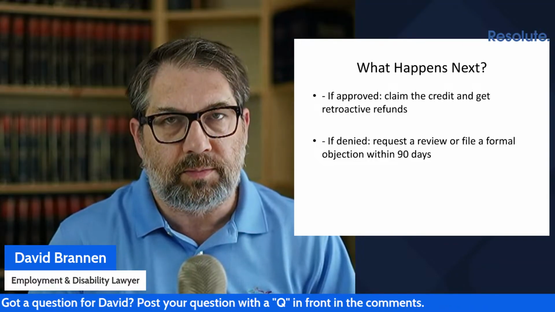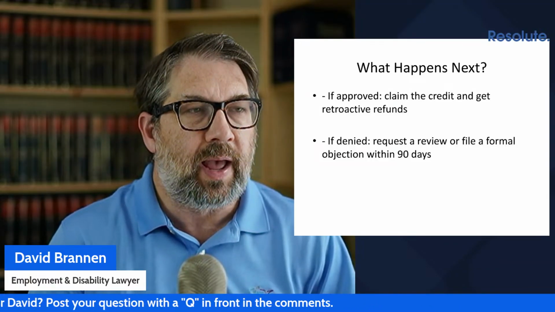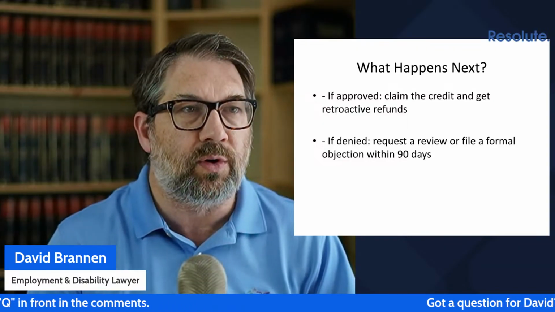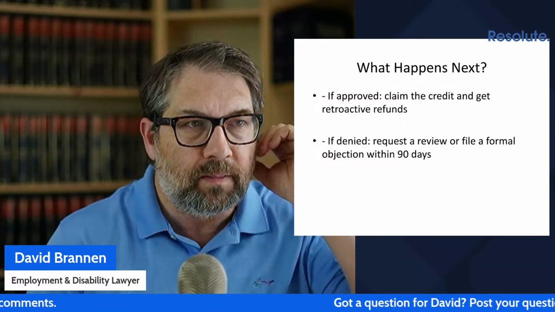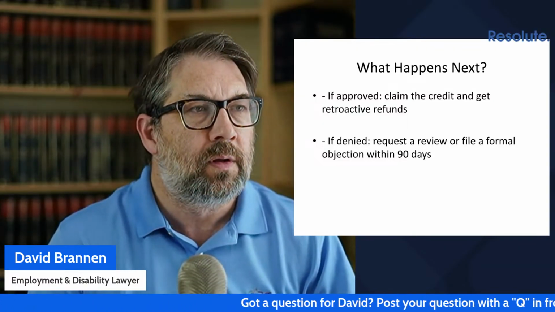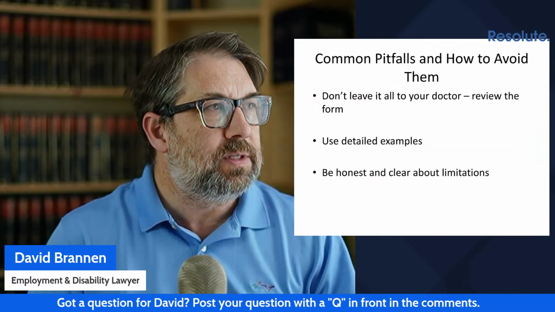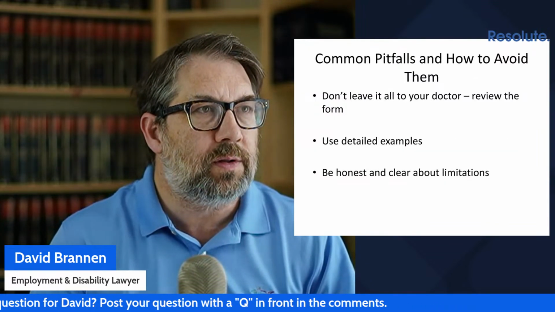You can file a formal objection within 90 days, and you can escalate that up to the Tax Court of Canada if you need to appeal the claim. Okay, so some tips and pitfalls here.